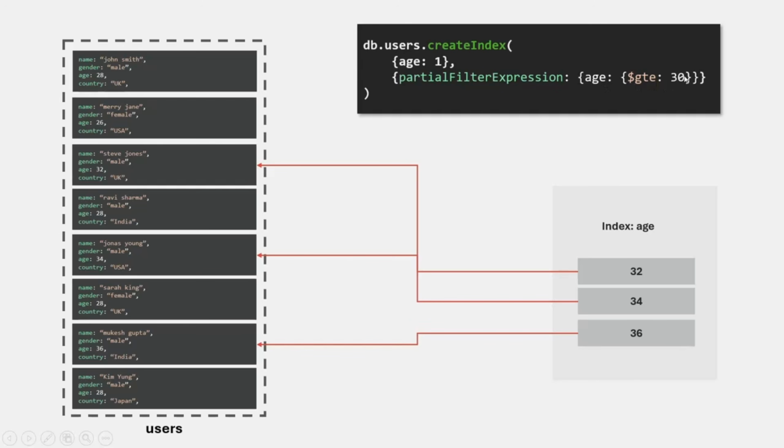In the condition here, you can use equality, non-equality, and comparison operators, etc. A partial index can also be created on compound indexes where we have multiple fields. So this is one example.